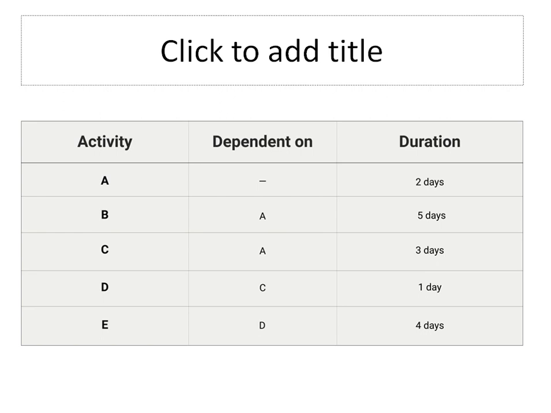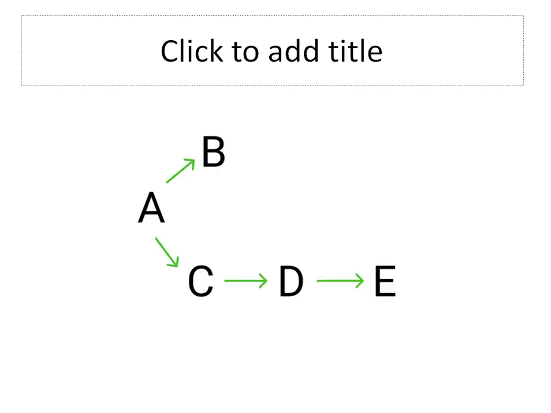C depends on A and takes 3 days, and D depends on C and takes 1 day. E depends on D and takes 4 days. So the direction goes from A to B, and A to C, D, E.